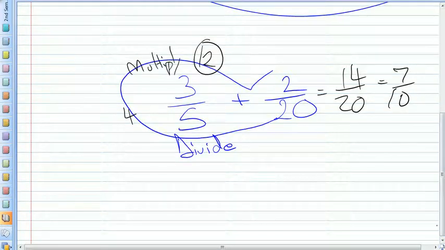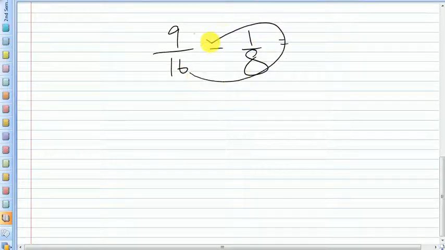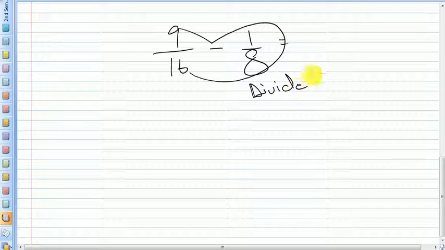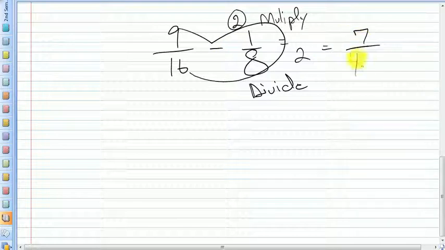We'll look at the C method again, and the C method also works for subtraction problems where the denominators are multiples of each other. So let's take 9 over, let's say 16 minus 1/8, okay? Again, we start at the larger number and loop around and make a C shape. So again, 16 divided by 8, we get 2. 2 times 1, we multiply. 2 times 1, we get 2, and then we simply do the math. 9 minus 2 is 7 over 16, and in this case, we do not have to simplify.